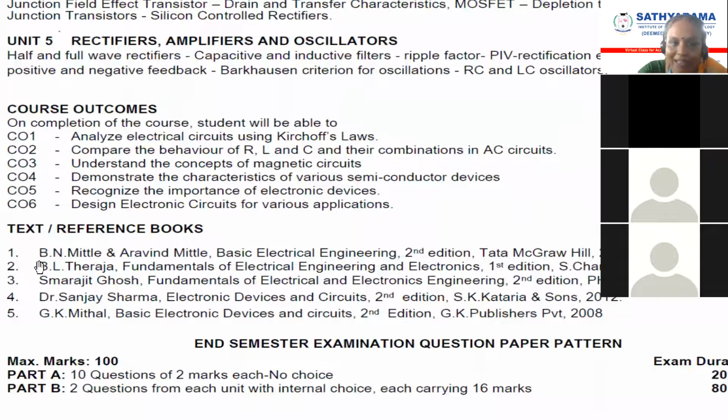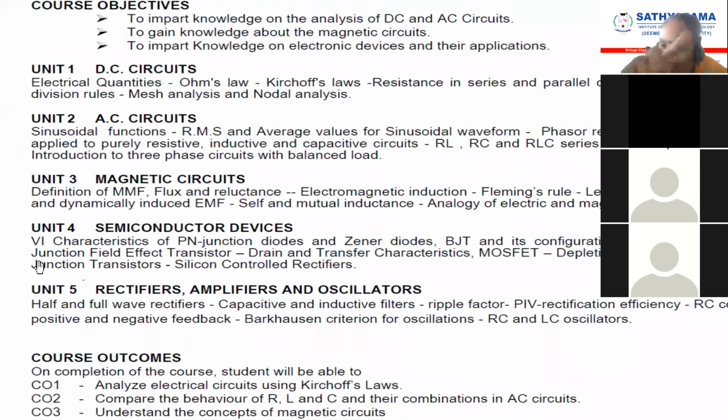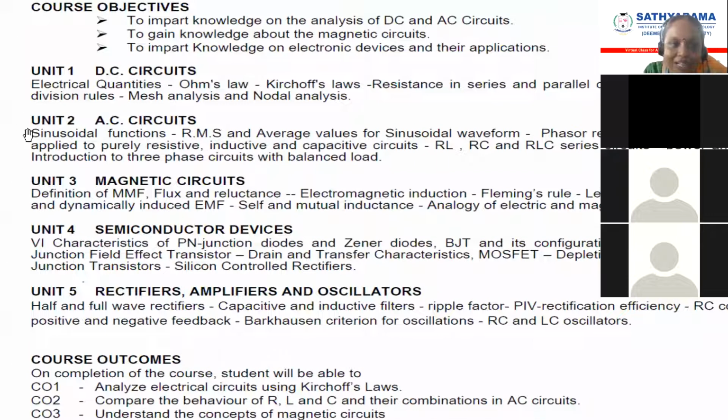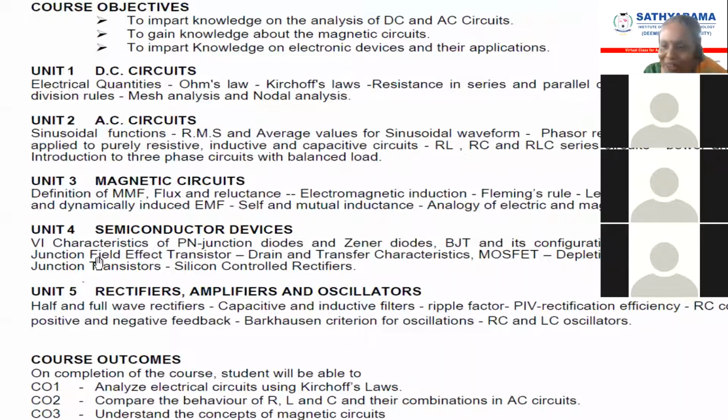You understand that here we have a 5 unit pattern. I already told you the first 3 units cover electrical. The subject name is electrical and electronics engineering. So the first 3 units cover electrical, the second 2 units cover electronics. Are you clear? The first 3 units have problems, the next 2 units don't have problems. Simply I can say.